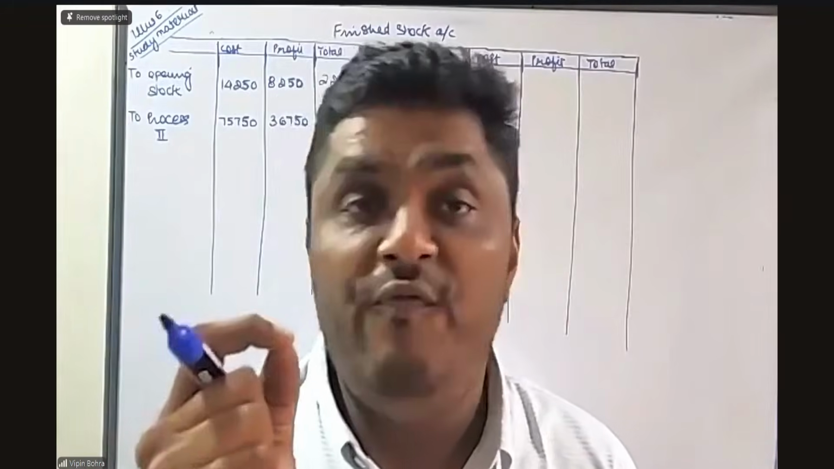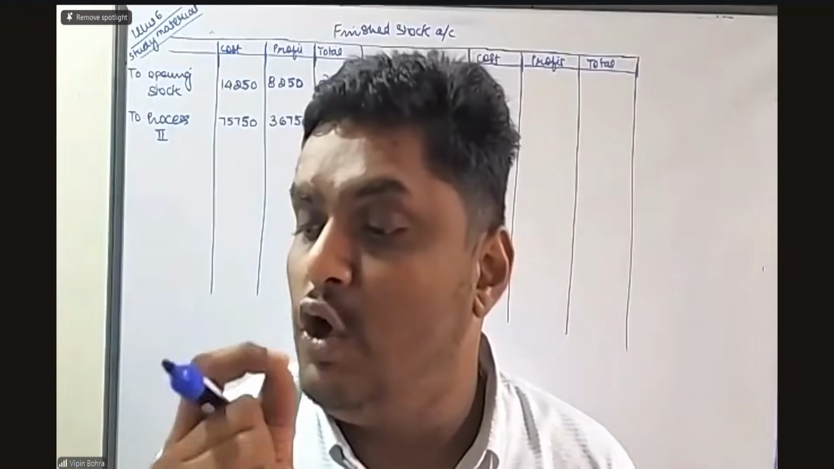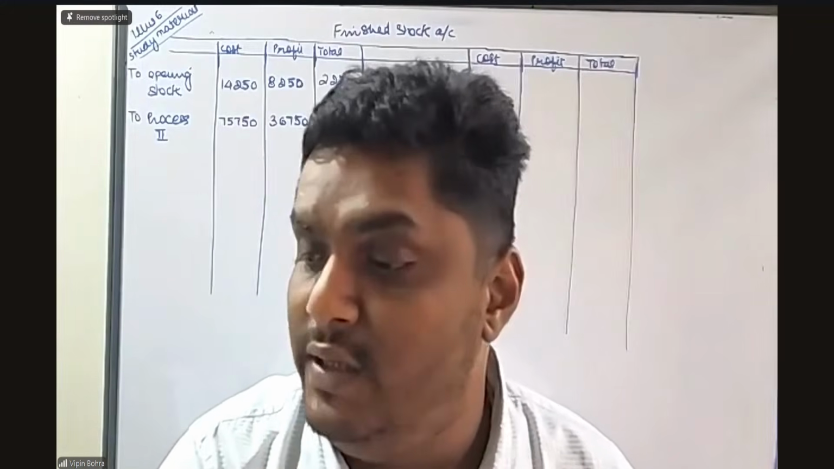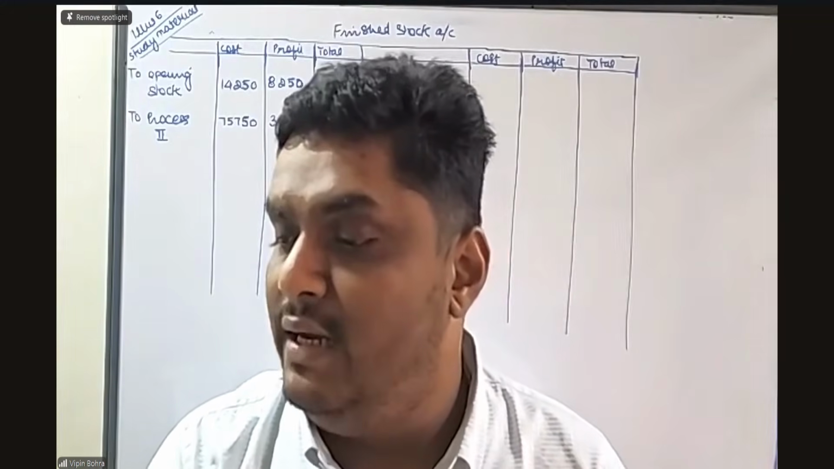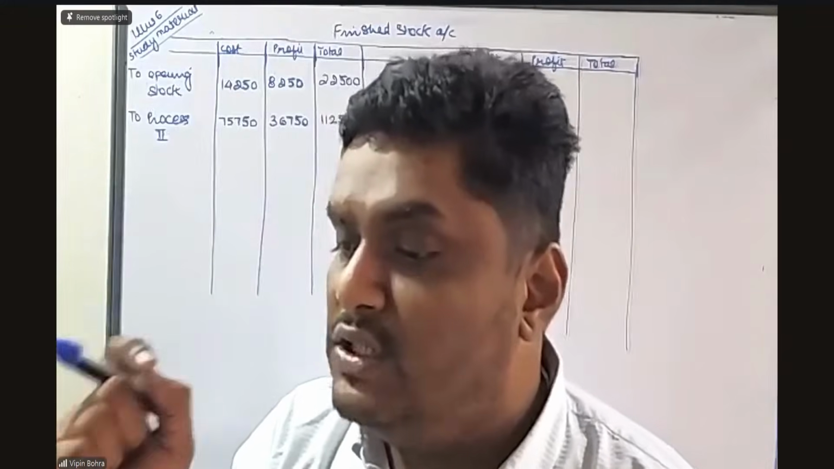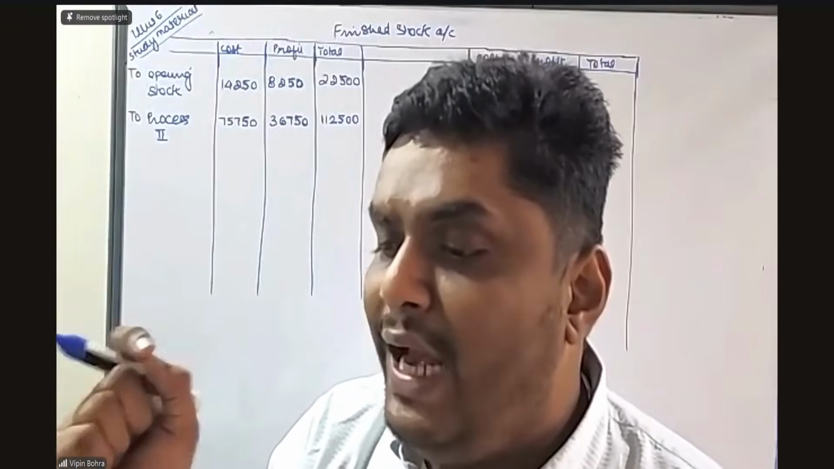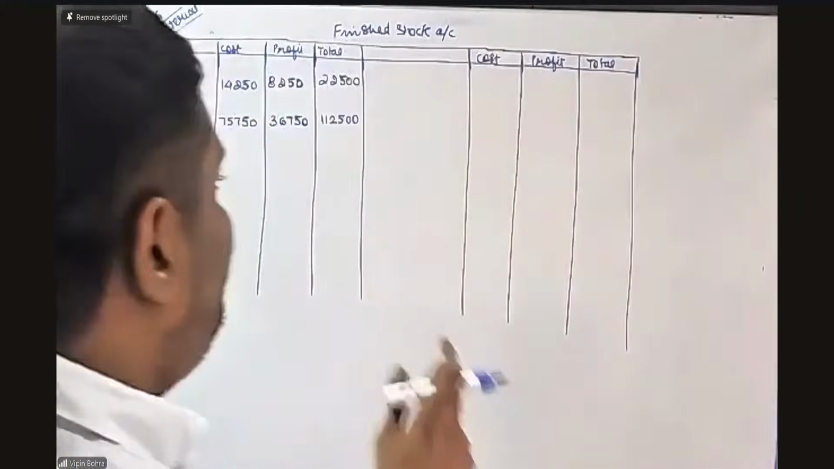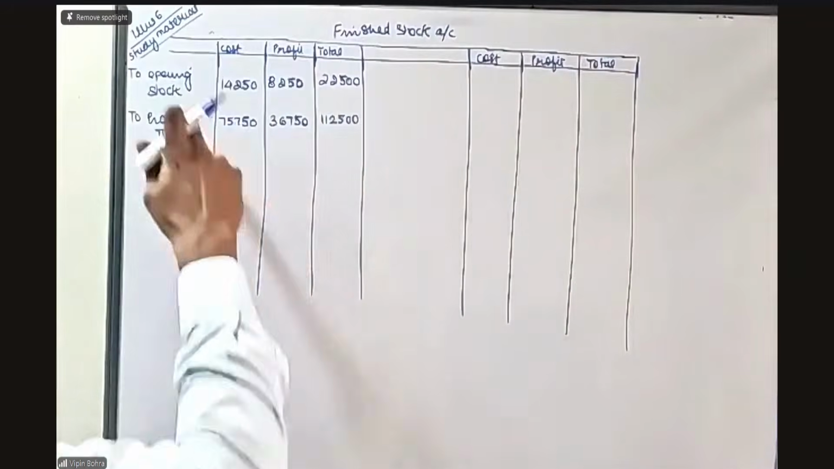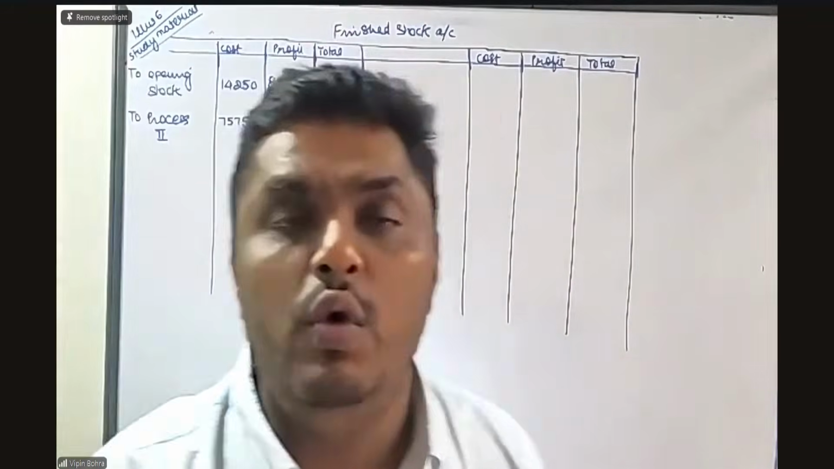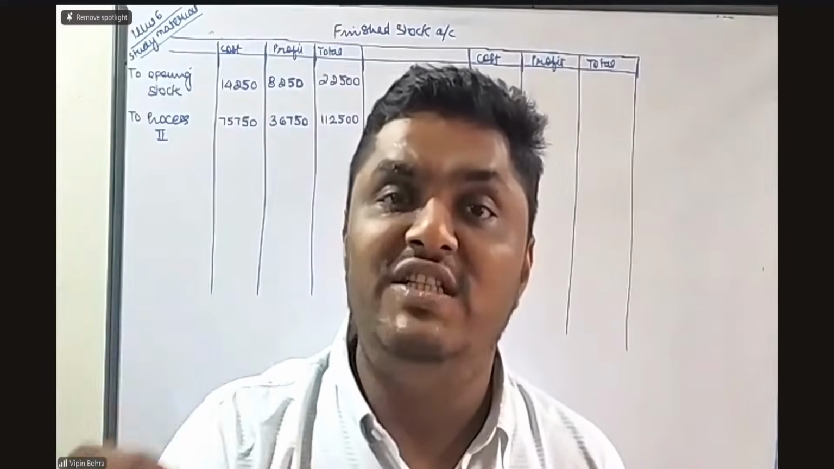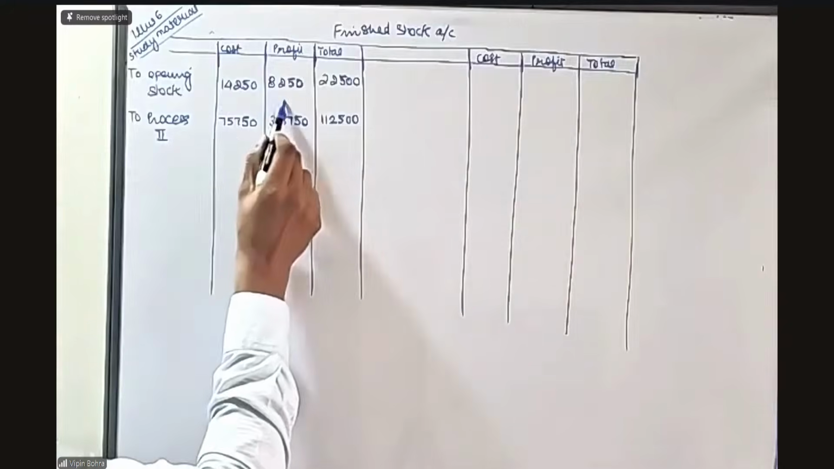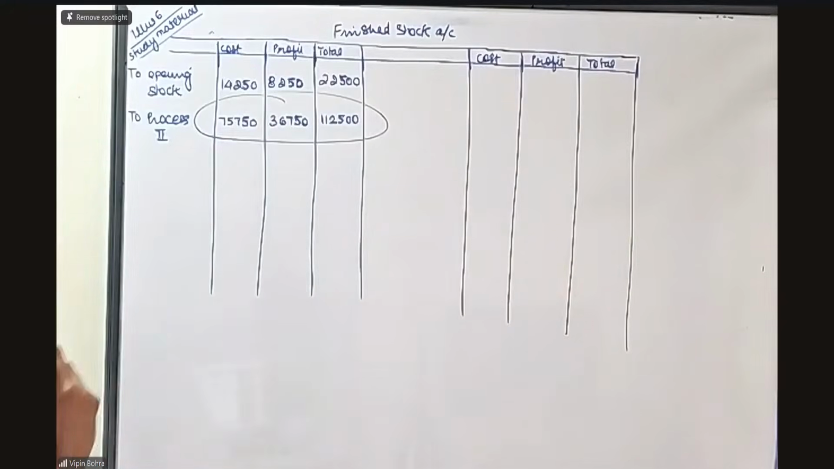But see, finished stock, they are saying that finished stock is valued at the price at which it is received from process second. I repeat again, finished stock is valued at price at which it is received from process second. So finished stock is not valued at the total amount. It is to be valued as per the price at which it is received from process second. So what are the data for process second? This is the data for process second.